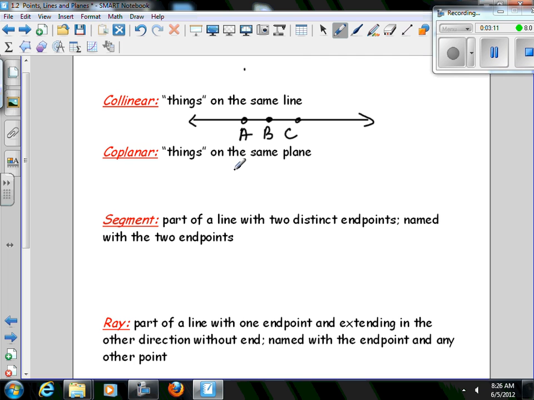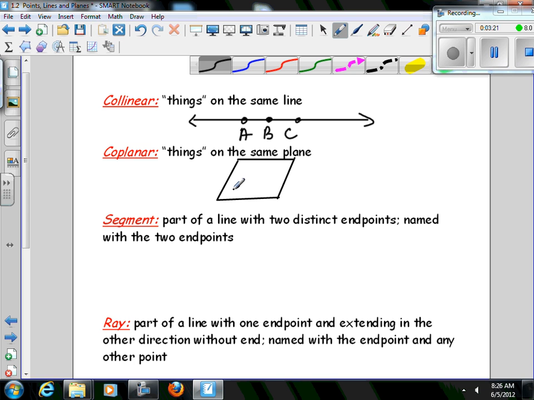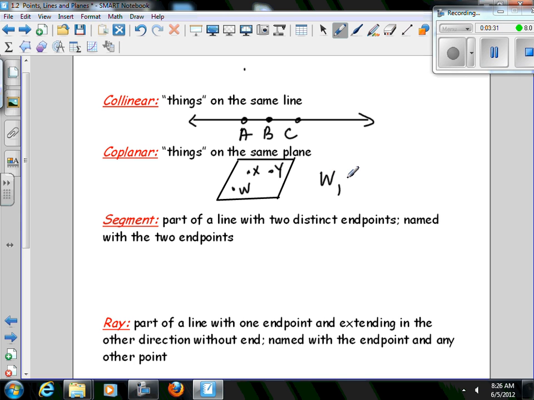If something is coplanar, that means that 2 or more things are all on the same plane. Like, let's say you have these points, W, X, and Y. Those things are coplanar. So we can say W, X, and Y are coplanar. And in the example above, we would say that points A, B, and C are collinear.